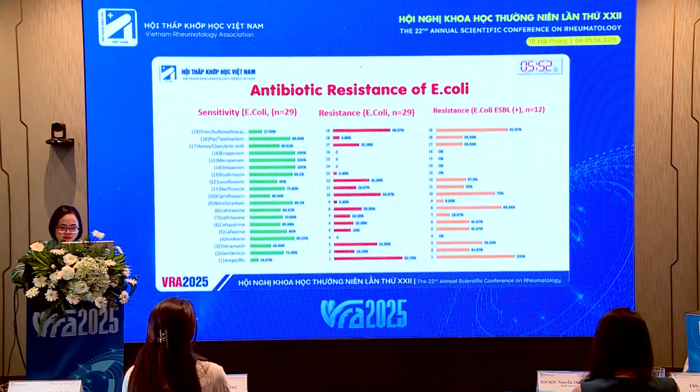And here is the antibiotic resistant status of E. coli. On a positive note, E. coli isolates showed high sensitivity to key antibiotics such as carbapenem, amikacin, fosfomycin, and nitrofurantoin. However, cephalosporin susceptibility was more moderate. Ceftazidime 65.38%, ceftriaxone 70.83%.